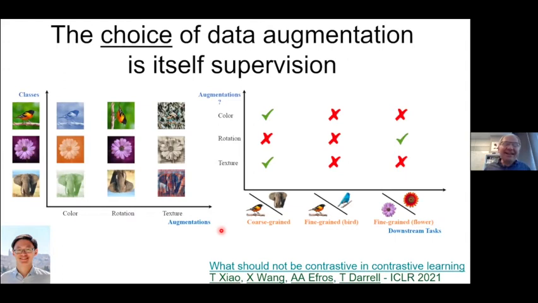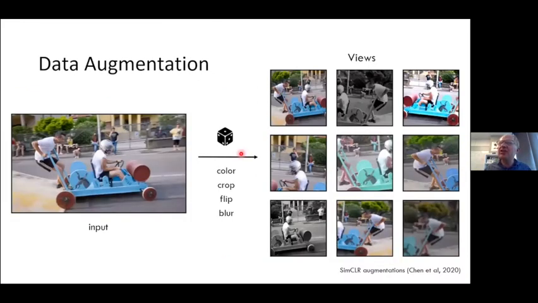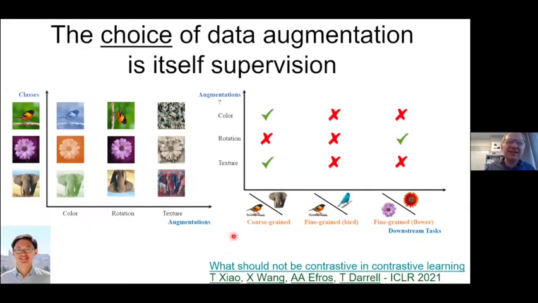Well, unfortunately, there is no free lunch. Because as we have been getting better and better at this data augmentation, we begin to realize that it itself is a form of supervision. The choice of which augmentations to use here is proposed by the programmer. So there is actually a human figuring out what would be good augmentation. And what we find in this paper is that the choice of augmentation is extremely important for doing well on different tasks.